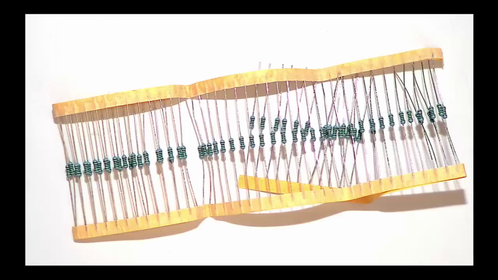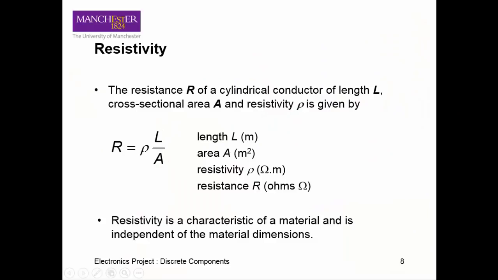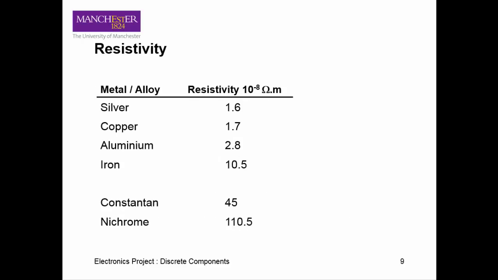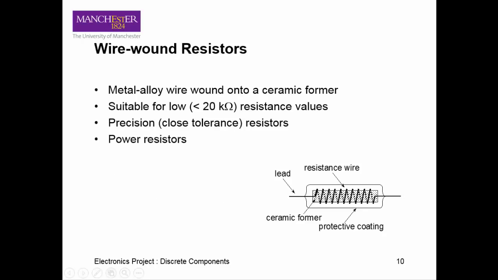Resistors. Resistors are one of the most common components. They are used to add electrical resistance to a circuit. The resistance of a component is a function of its physical dimensions and the material it is made of. The resistivity of different materials can be found in lookup tables.